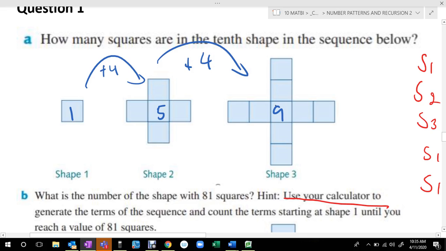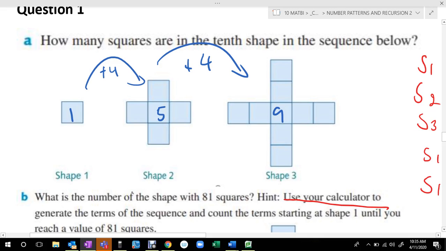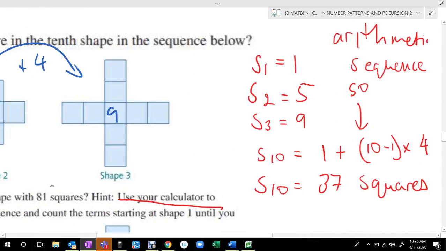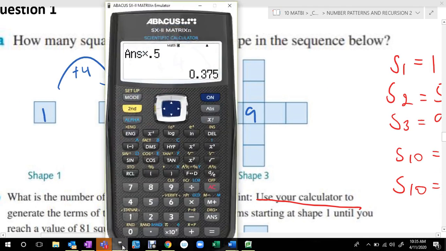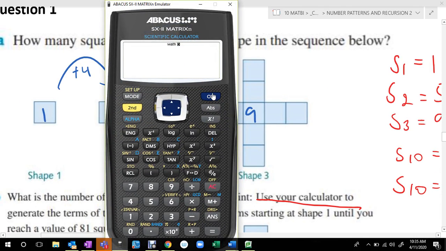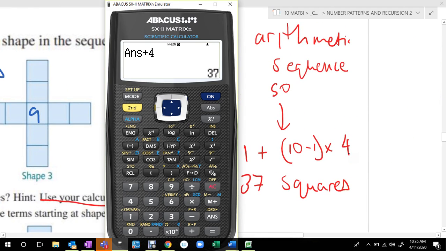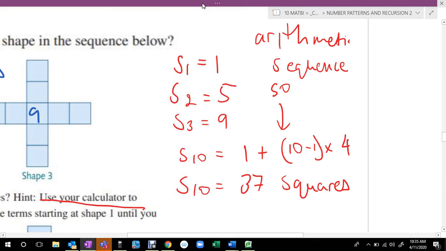Okay, so if that's the case, if you're just going to add 4, the interesting thing is you can either use the nth term rule for it, or you can also do the same thing on your calculator. If you write 1 as your first term, and then you're going to add 4 each time, there's your second term, third, fourth, fifth, sixth, seventh, eighth, 9, 10. It should be 37.